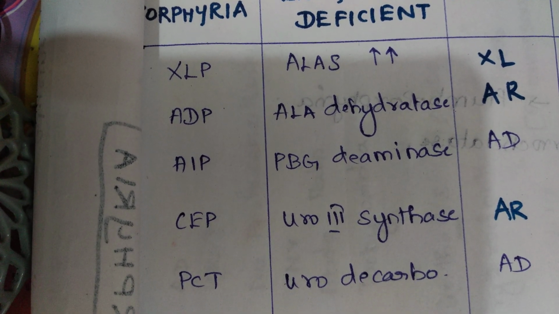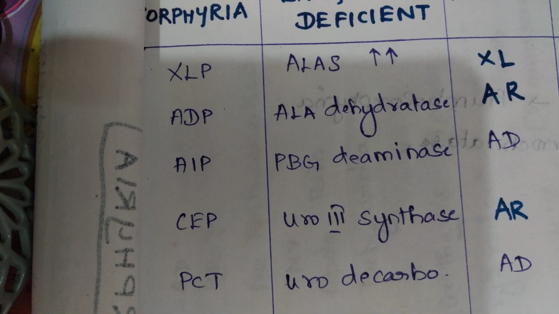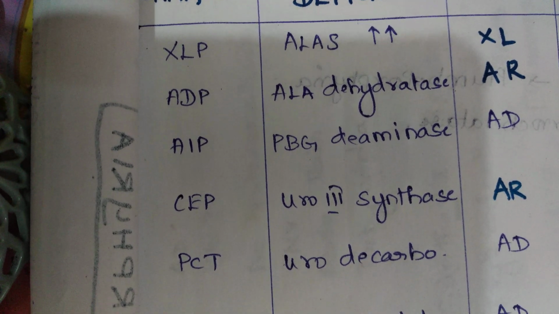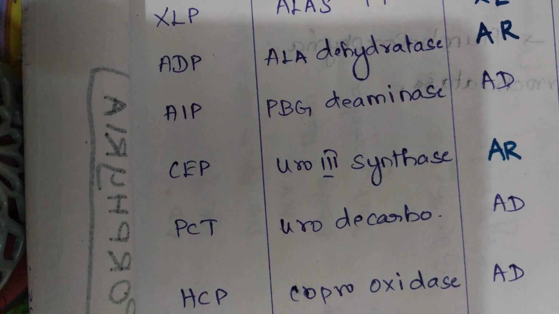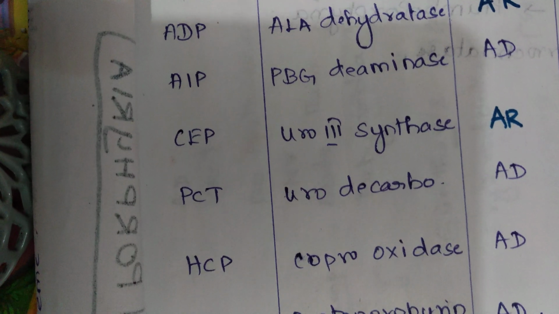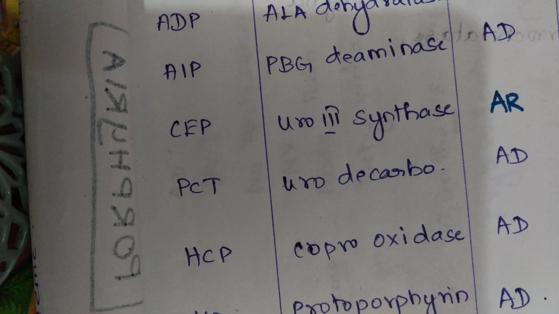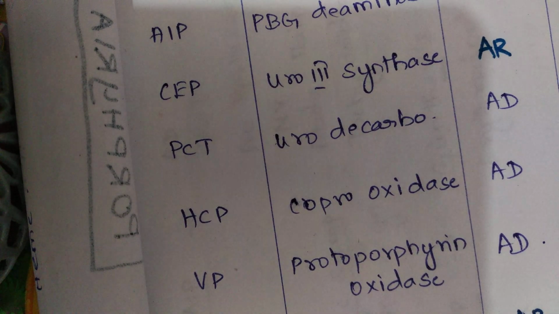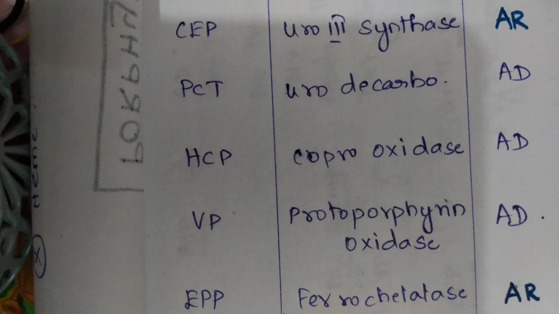Now coming to the next, acute intermittent porphyria, the most common type of porphyria. In this, the enzyme deficient is PBG deaminase, also called uroporphyrinogen 1 synthase. Next, congenital erythropoietic porphyria. Here we have uroporphyrinogen 3 synthase deficiency. Next, porphyria cutanea tarda. Here uroporphyrinogen decarboxylase deficiency is present. Next, hereditary coproporphyria, where we have coproporphyrinogen oxidase deficiency.